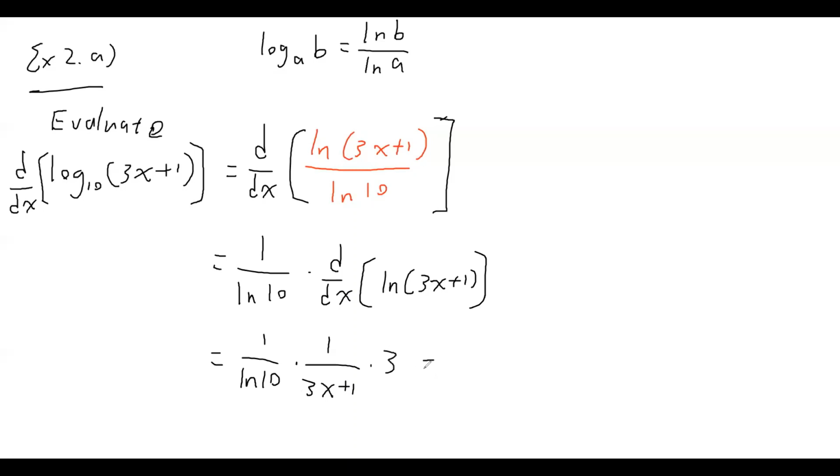All right, so let's clean this up a little bit. We have 3 over 3x plus 1 times ln of 10. Okay, and that's it. Okay, so next let's do an integral.